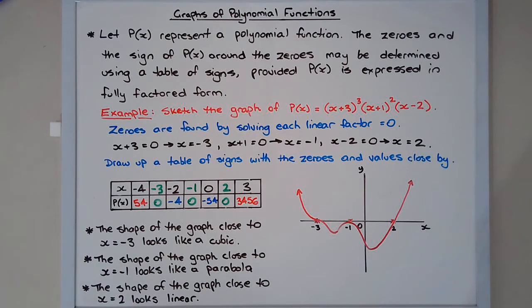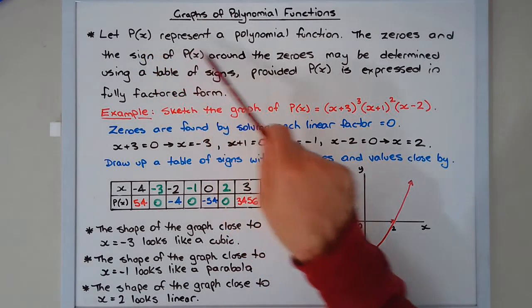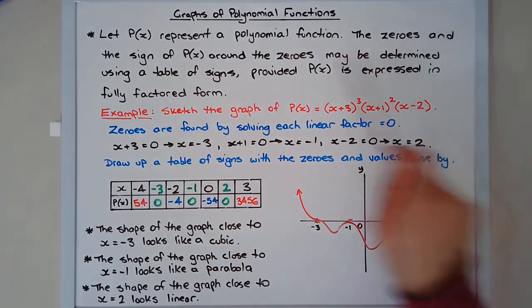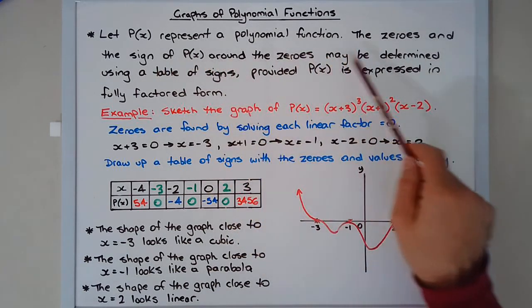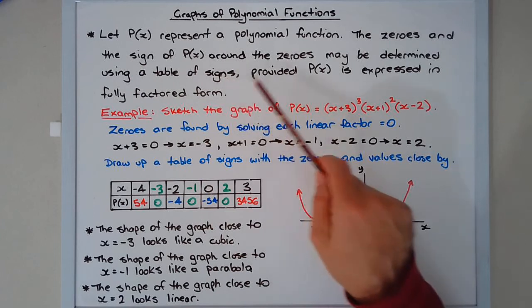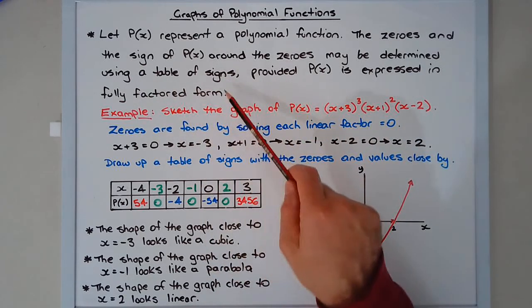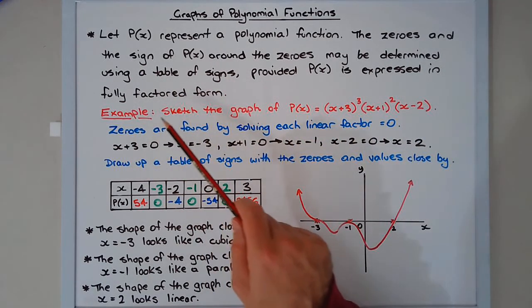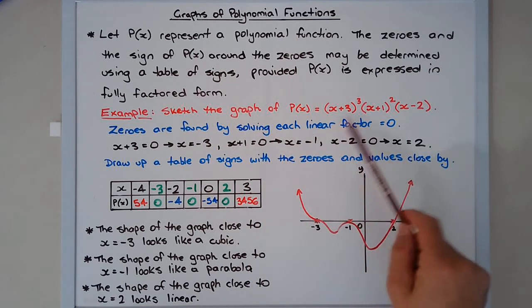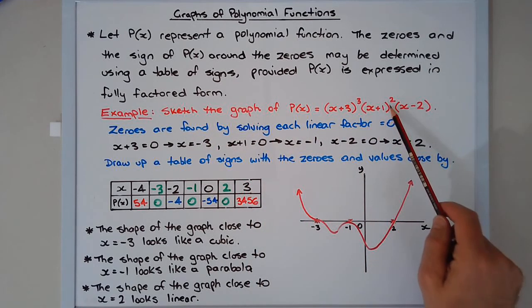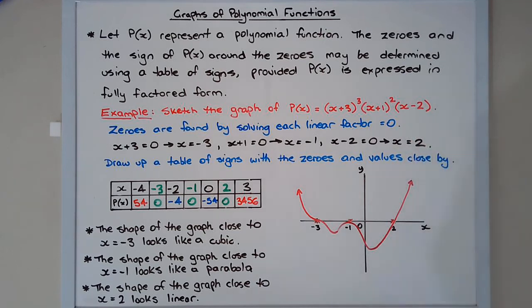Graphs of polynomial functions. Let p of x represent a polynomial function. The zeros and the sign of p of x around the zeros may be determined using a table of signs, provided p of x is expressed in fully factored form. So for example, sketch the graph of p of x equals (x plus 3) all cubed multiplied by (x plus 1) all squared multiplied by (x minus 2).